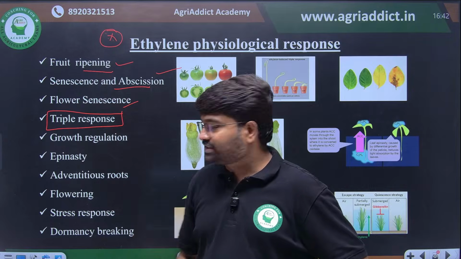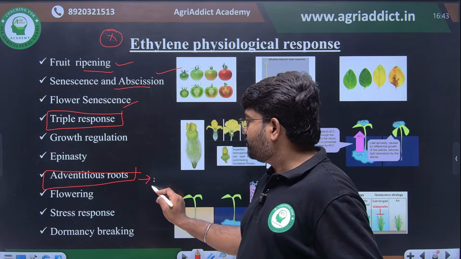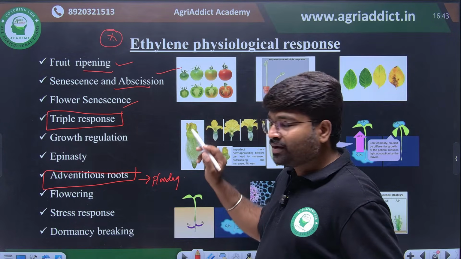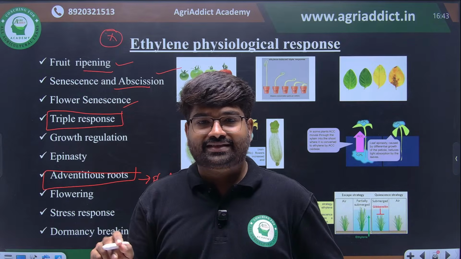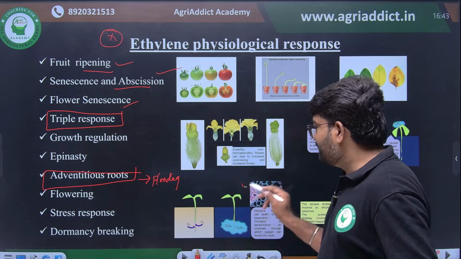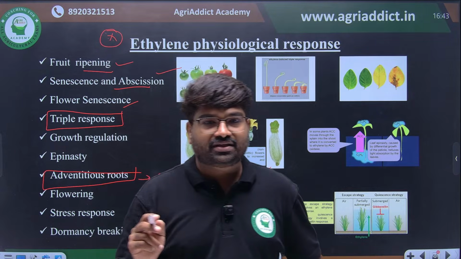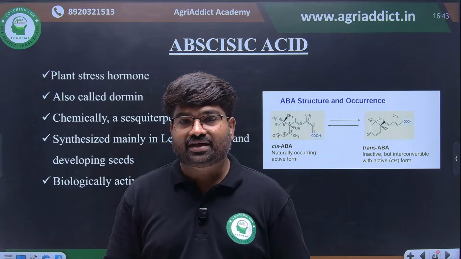Then another most important thing, adventitious root formation under flooding conditions. This is another important thing. Another thing, female flowers will be induced in cucurbits. This is also another example of ethylene physiological function, and aerenchyma tissue formation will happen under waterlogging conditions. This is also another example of ethylene physiological function.